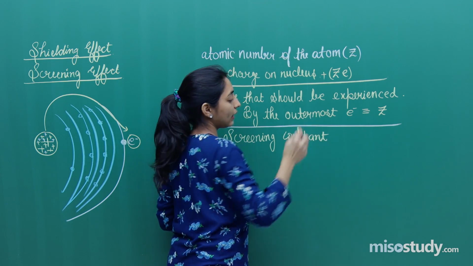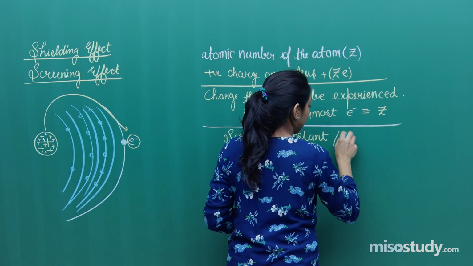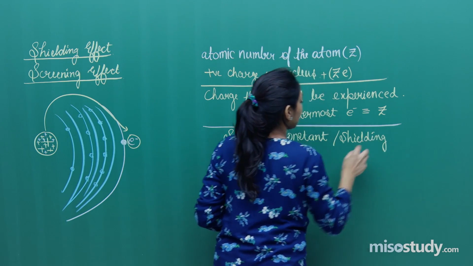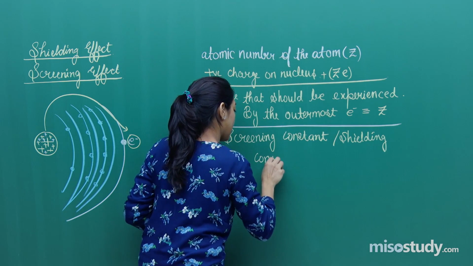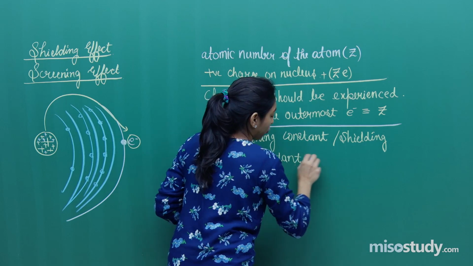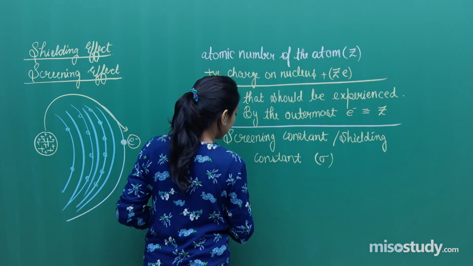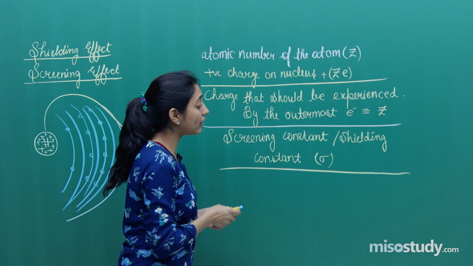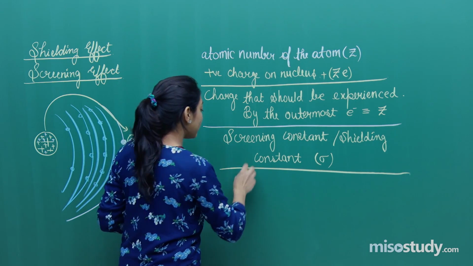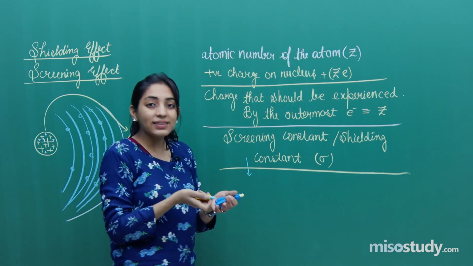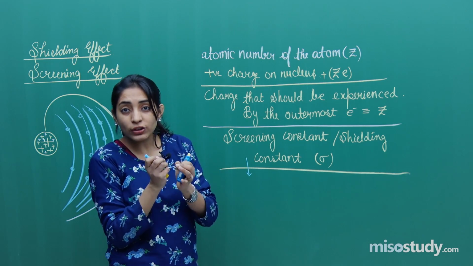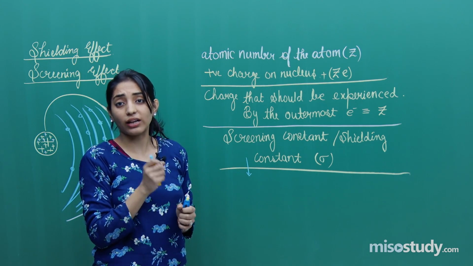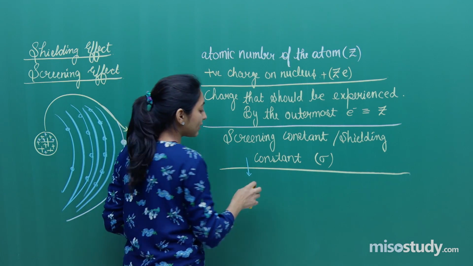This screening constant is also known by the name shielding constant. Let us say I am representing it by the symbol sigma. Okay, so what is sigma or the shielding or screening constant? It is the tendency, or you can say the potential, by which the electrons can be screened from the positive charge of the nucleus, right? So this is the extent of shielding.